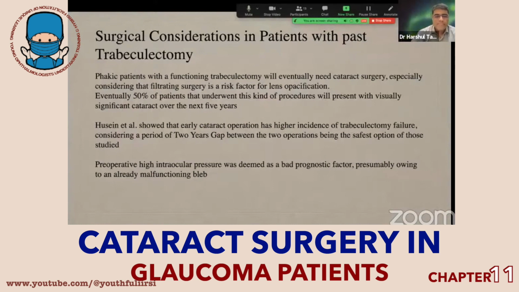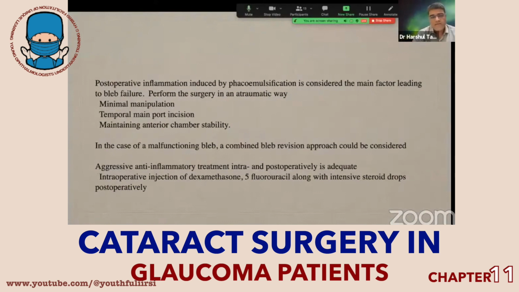If you look at postoperative inflammation, which is induced by phaco, it is the main factor which leads to bleb failure. So we should always try to do surgery in an atraumatic way, with minimal manipulation. We need to avoid the bleb when we are making our main port incision or side port incisions. Always go through clear corneal incisions, and maintain anterior chamber stability, with no fluctuation. In case of a malfunctioning bleb, a combined bleb revision approach can be considered. And we need to go for aggressive anti-inflammatory treatment intra- and post-operatively.